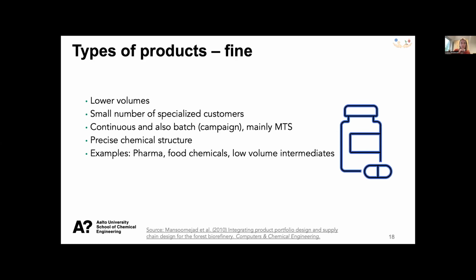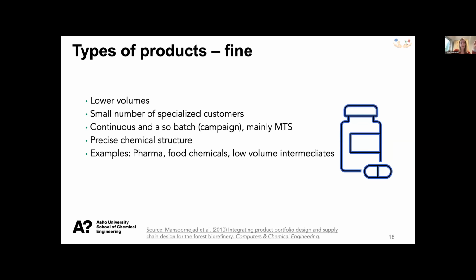Now, one more example on that is the fine chemicals, fine products. Those are lower volumes, as we mentioned; they're at the bottom of that graph you saw. There's a smaller number of customers, and these are campaigns. So it's made to stock: you make and stock, and then you deliver to the client. They're not made to order, they're still made to stock. But they have a very precise chemical structure. So it's something that the client needs, that they tell you in advance what they need. You make, you stock, and then you deliver them at the right time.